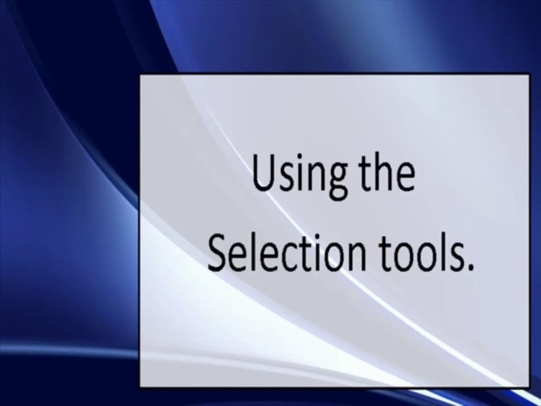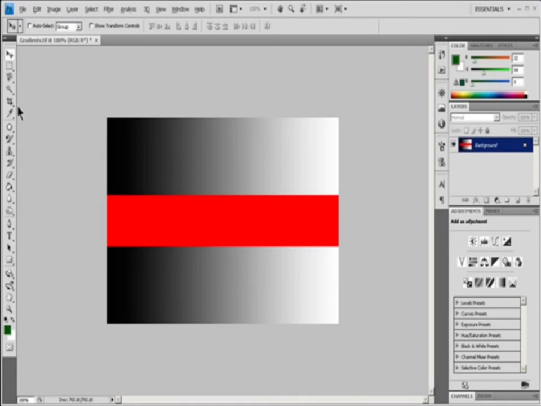Video 7. Using the selection tools. Select with the marquee tools. The marquee tools let you select rectangles, ellipses, and 1-pixel rows and columns.